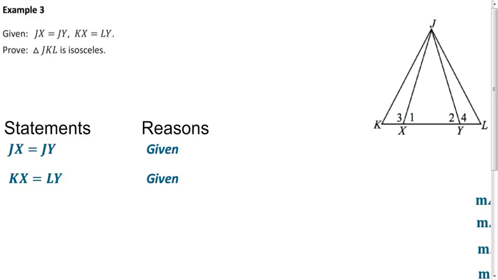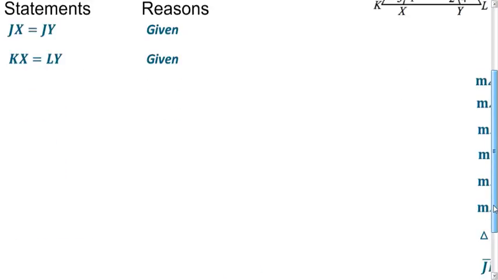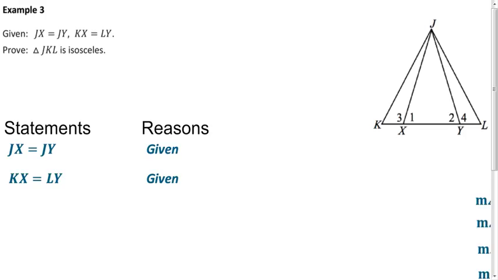Here's another proof of isosceles triangles. It's going to take a little bit more work to get to our conclusion. So we want to show that triangle JKL, the larger one, this time is isosceles. That's going to be our conclusion at the end. And all they give us to start with is that JX equals JY and KX equals LY. So now we're working from this inside triangle to the outside.